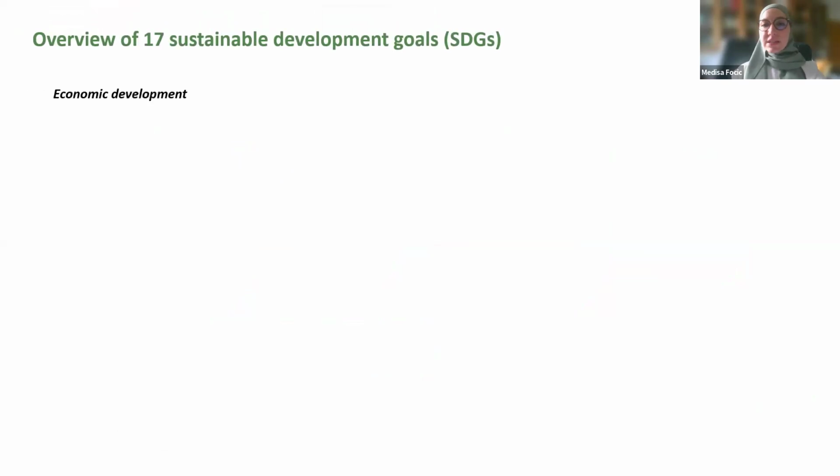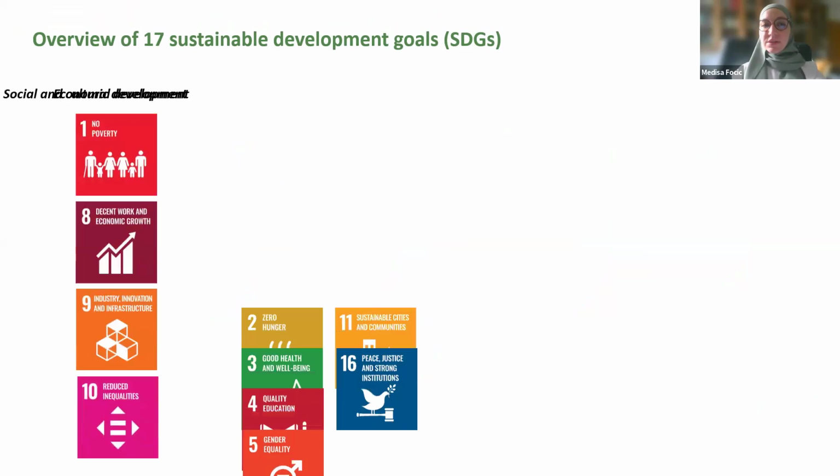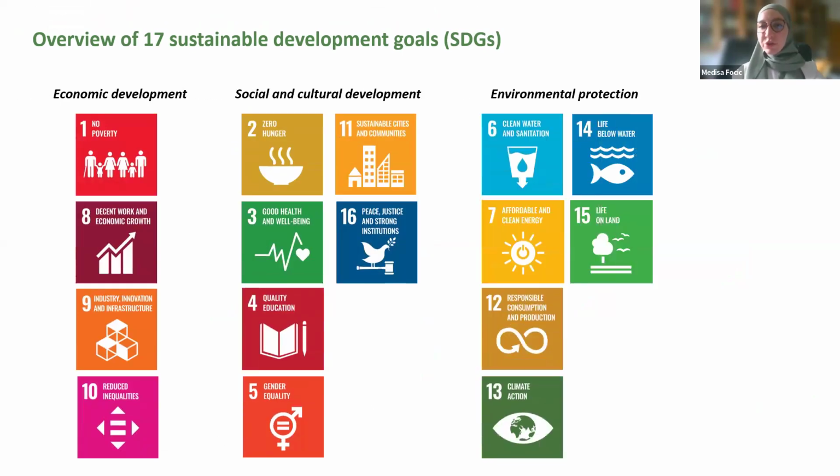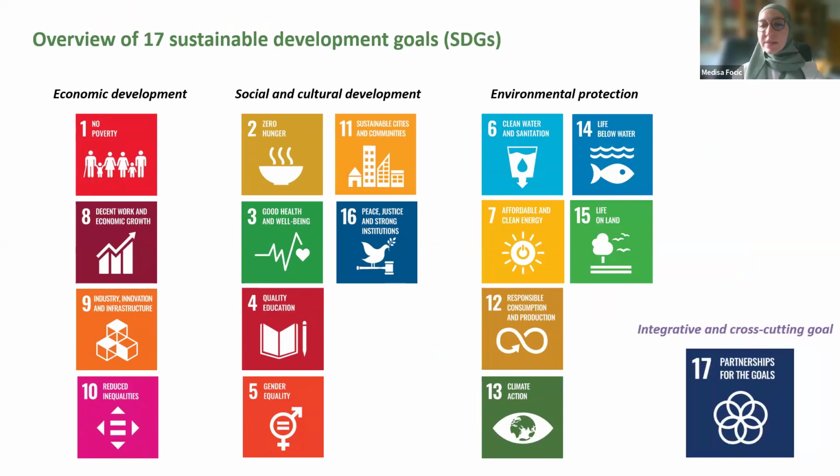For your better understanding, I divided Sustainable Development Goals into economic development goals, social and cultural development goals, and environmental protection goals, with goal 17 being an integrative and cross-cutting goal. And now the next slide will explain it to you more closely.